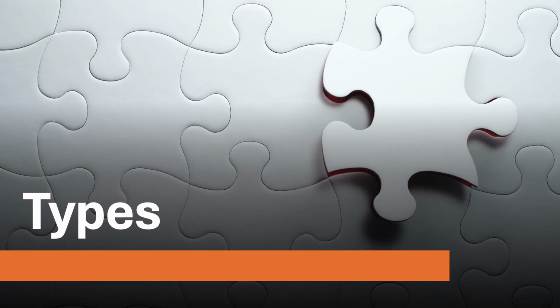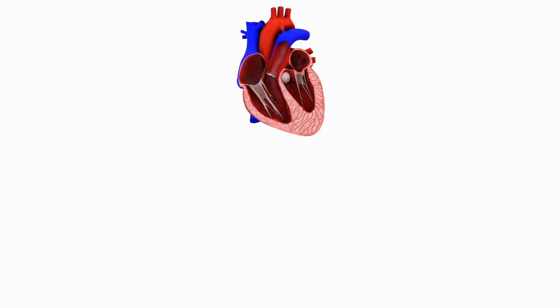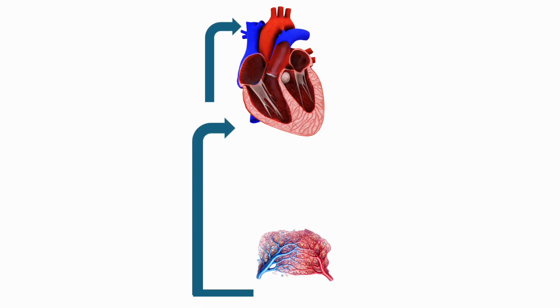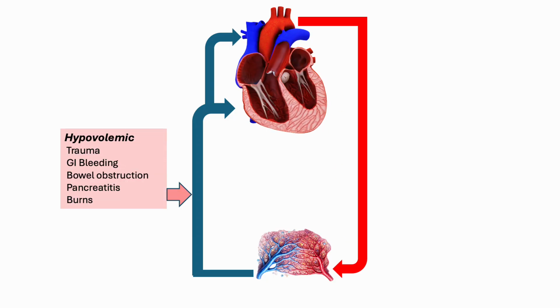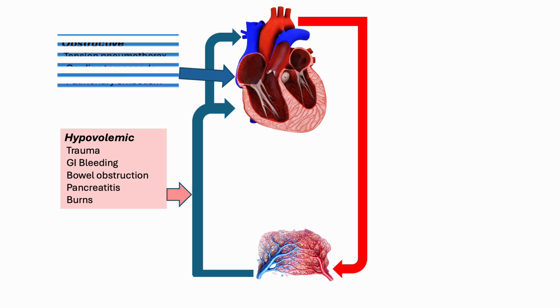Now let's analyze the different patterns of shock. Shock represents a circulatory failure, so let's revisit the circulatory system. Here is the heart, the capillary bed, the venous return, and the cardiac output. A reduction in intravascular volume precipitates hypovolemic shock. This can be due to trauma, gastrointestinal bleeding, bowel obstruction, pancreatitis, and burns.